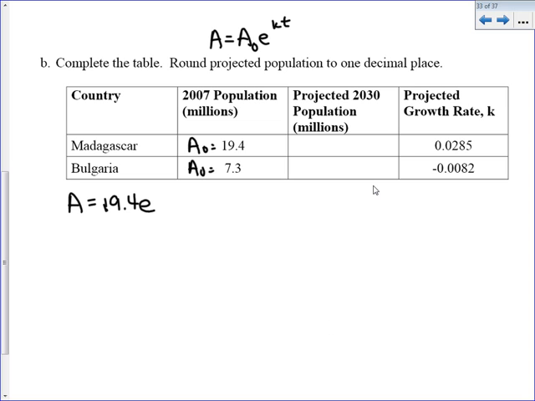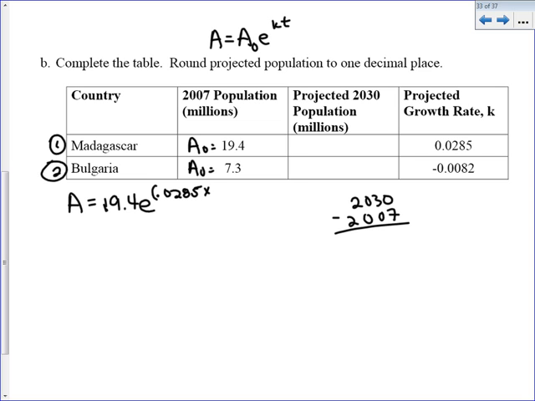And then what's K in this first problem for Madagascar? This is really two separate problems. 0.0285. See, it's population and projected growth, and it tells you right there it's K. So we have 0.0285, and I'm going to write this a little differently so we don't get confused entering in our calculators. Now, our projected population, we're looking for 2030. So we need to figure out how far that is from our starting time. So what's our starting year? 2007. So to figure out what T is, all we have to do is take our 2030 and subtract 2007.